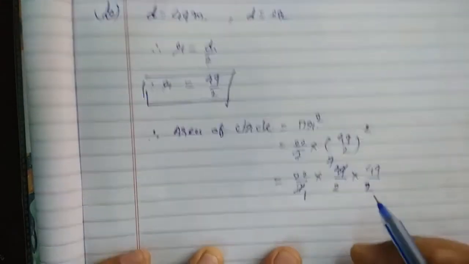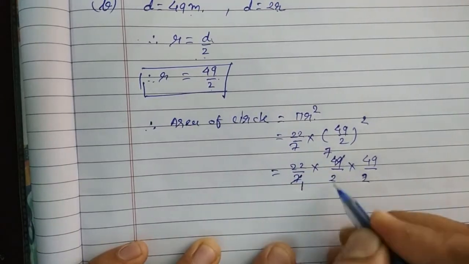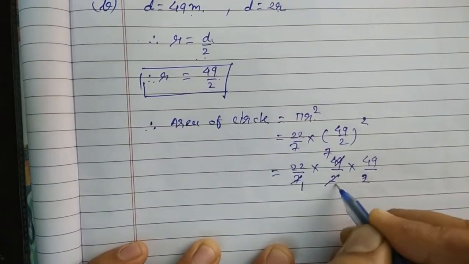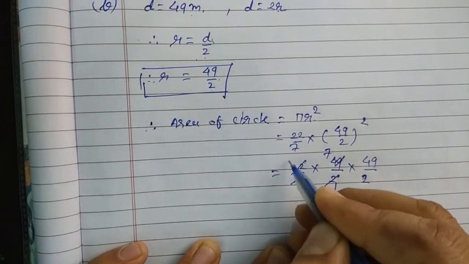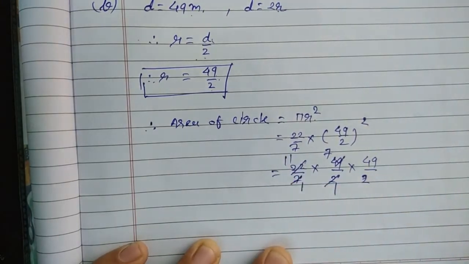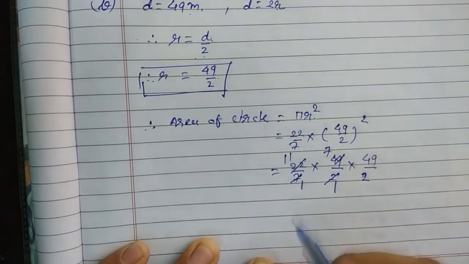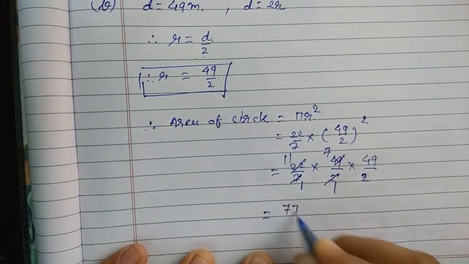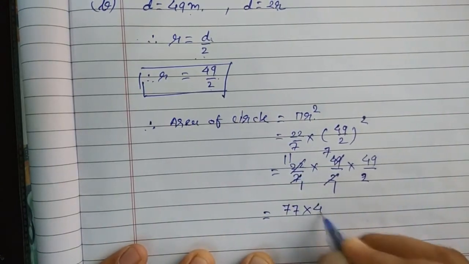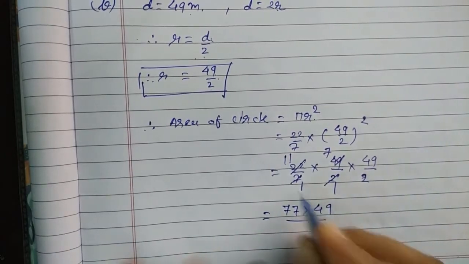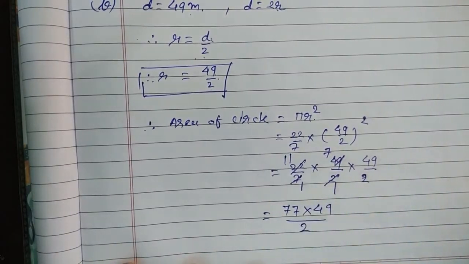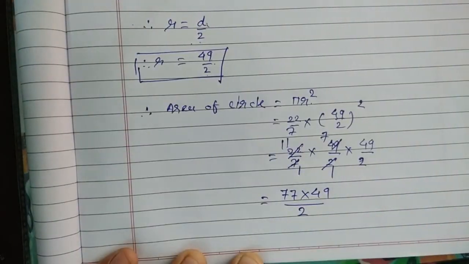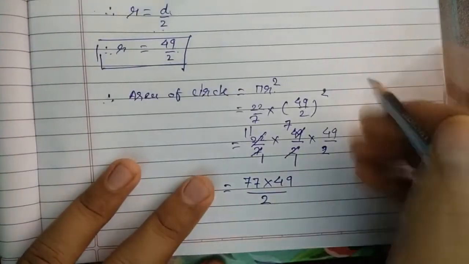So now we will solve this. Here 2 ones are 2, 2 11s are 22. So whatever we got, we will multiply it. 11 sevens are 77 multiplied by 49 divided by 2. Now we have to do this multiplication. So here we will do this multiplication.